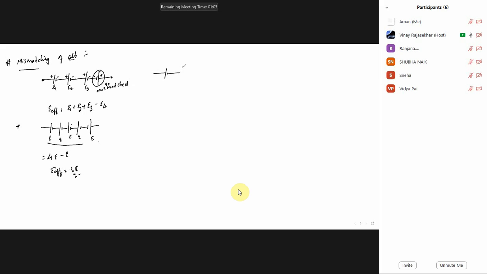Now in the same problem, I'll take the first, second, third, fourth and fifth cells. Now can you tell me the answer? E. Yeah, very good. Because 3 cells of EMF give 3E, minus 2 cells, minus 2E, which is equal to E.